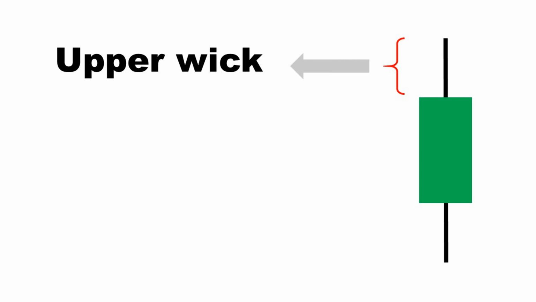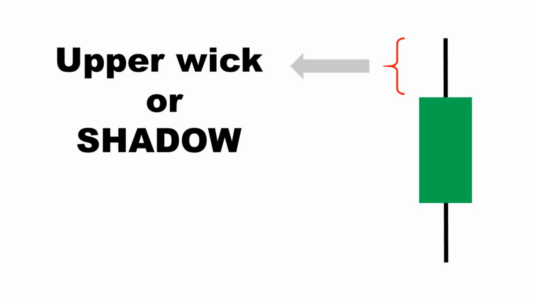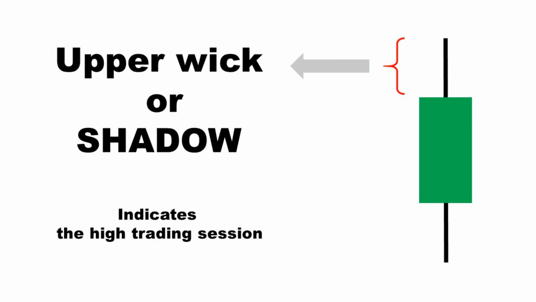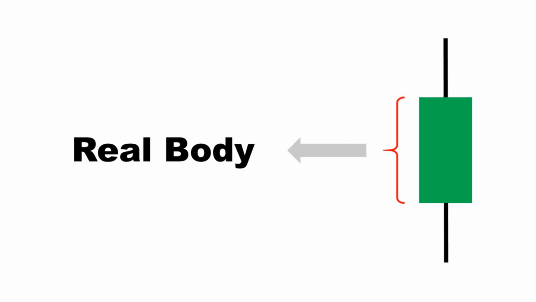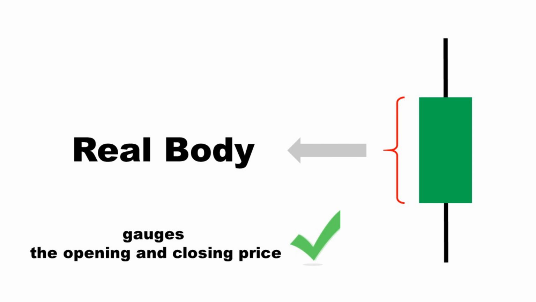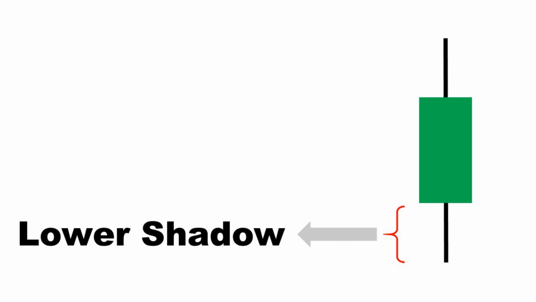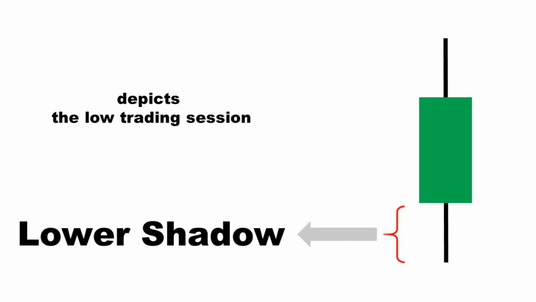As shown in the diagram, the candle is divided into the following three parts. Upper shadow: the upper wick or shadow indicates the high of the trading session. Real body: the real body gauges the opening and closing price. The lower shadow: the lower wick or shadow depicts the low of the trading session.